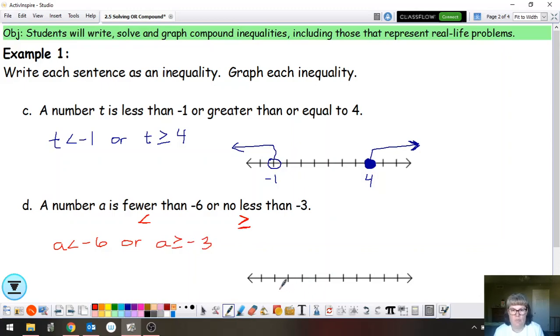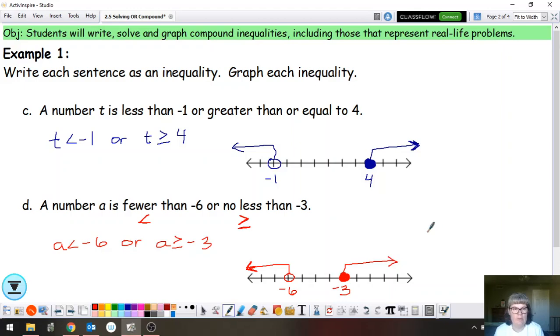So -6 is a smaller number, needs to be on the left of my number line. -3 is to the right on my number line. We are not including the -6. I do not have the equal to, so that's an open circle. And A is representing all numbers that are smaller than -6. So we have an arrow to the left. Then we have A is greater than or equal to, so that equal to indicates that we need to have a solid or filled in circle. And A is representing all numbers that are bigger than -3, so we want an arrow to the right.